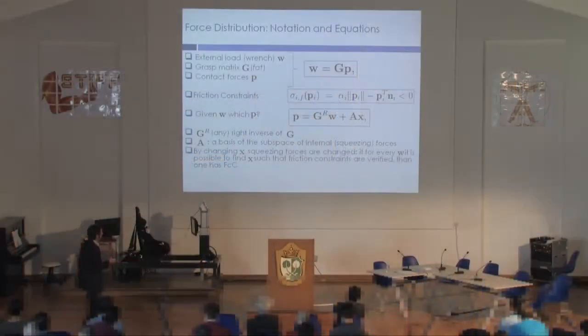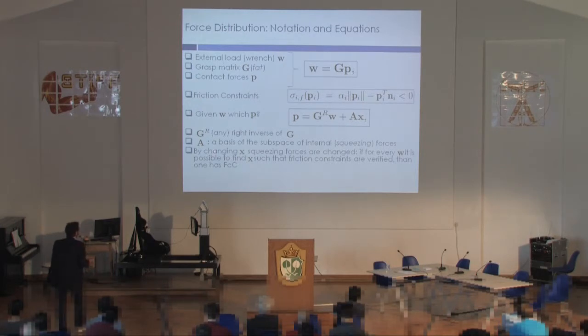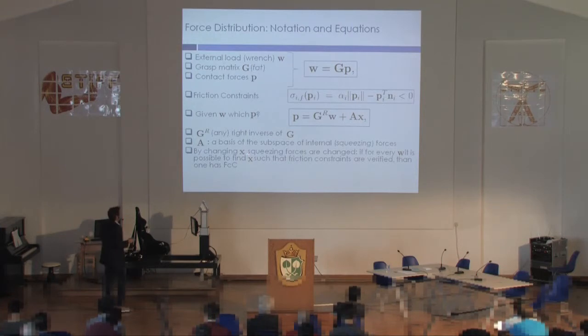So how do you do that? You use this null space term here. These are called internal forces. So A is a basis of the subspace of internal squeezing forces. By changing this parameter x, you are changing the squeezing forces, and therefore, if for every external wrench you can find internal forces such that you respect all friction constraints, then you call this grasp force closure. You might have heard about this name, force closure.